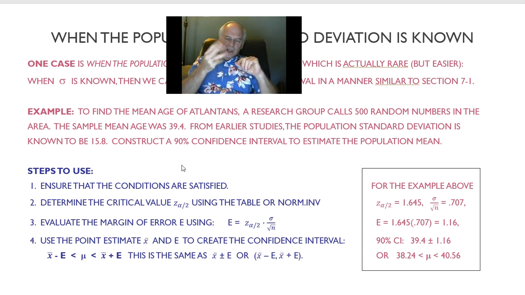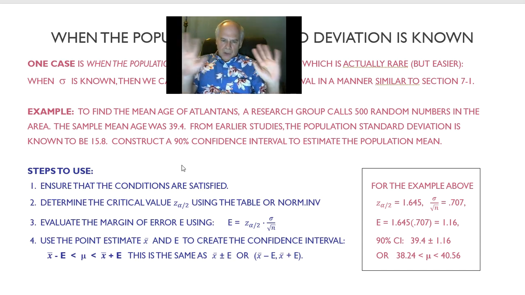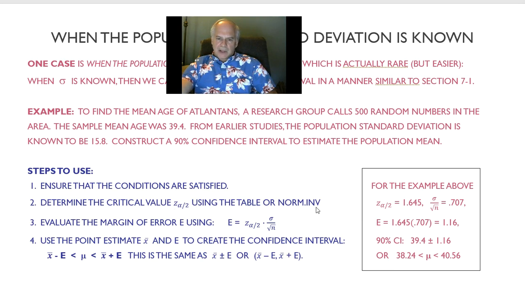And then thirdly, the normality condition: we have to know either the original population was normally distributed or the sample size was at least 30. Well, the sample size is at least 30. So we're good on the conditions, all right? Then you determine the critical value using the table or norm.inv. Now we're constructing a 90% confidence interval, so we're going to use a critical value of 1.645. That's for the 90% situation. That's from the table, all right?